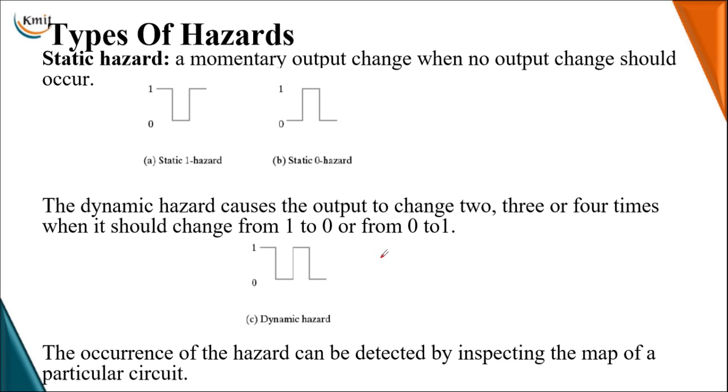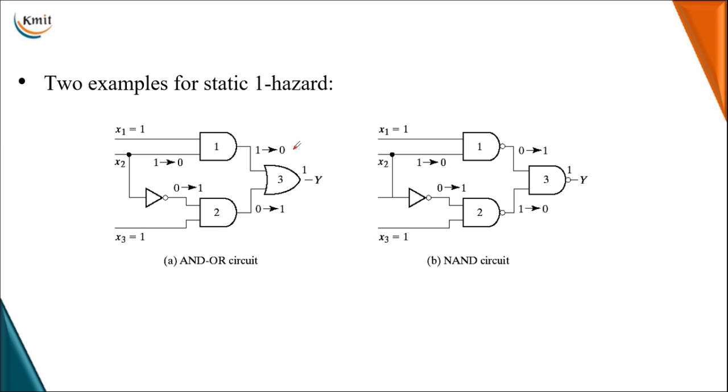Now let me explain how you can get a static one hazard. Here I have applied inputs x1 equal to 1, x2 equal to 1, and x3 equal to 1. As I have an OR gate, because these three inputs are at logical one, the outputs of the first AND gate and the second AND gate give a logical one output. Since x2 is transferred without any logic gate to the first AND gate, when it moves forward we can obtain the input of the third AND gate.